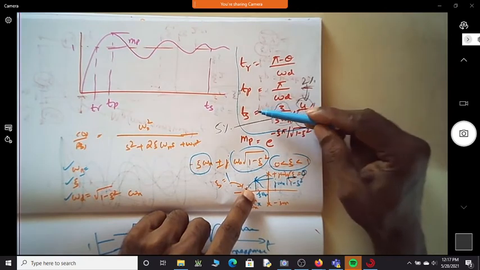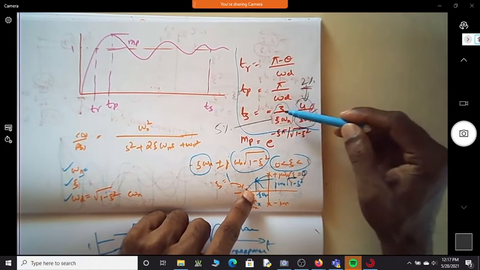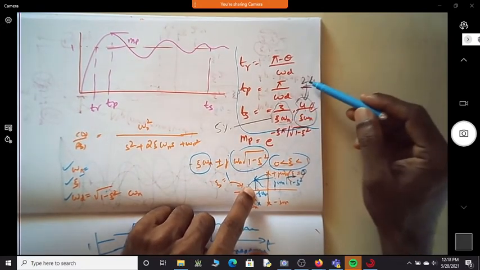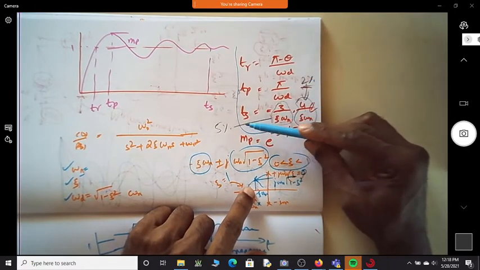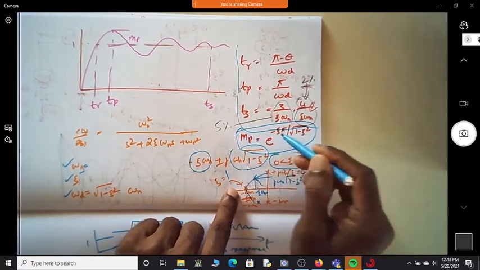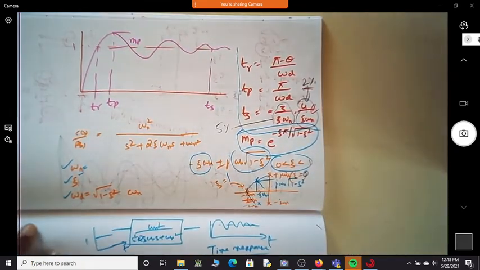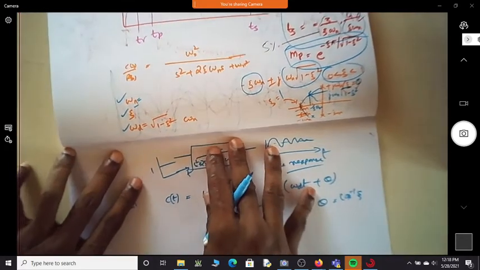Especially for the settling time, we got two bands, 2% tolerance or 5% tolerance. Naturally, for lesser tolerance you are going to have more time, which is given by 4 divided by zeta omega n, and for 5%, it is this. And we have an expression for the maximum overshoot, which is a function of zeta.